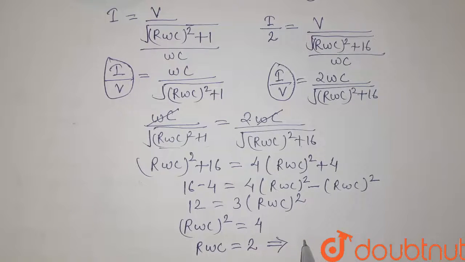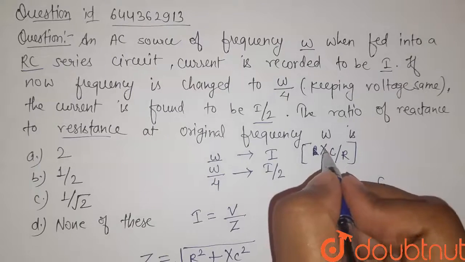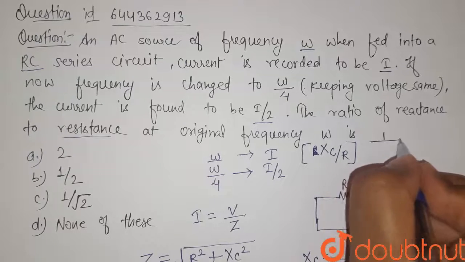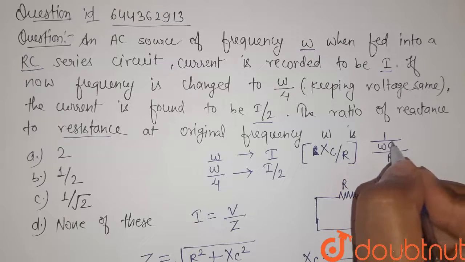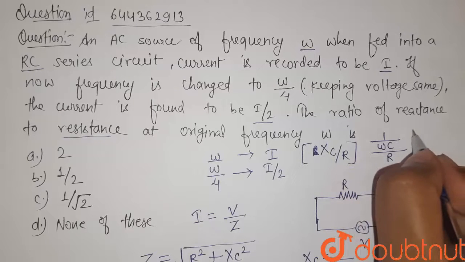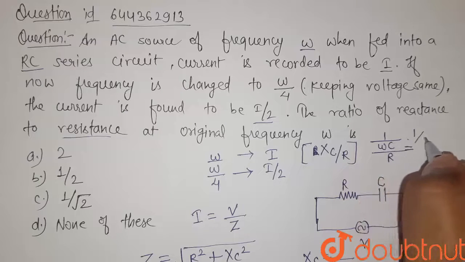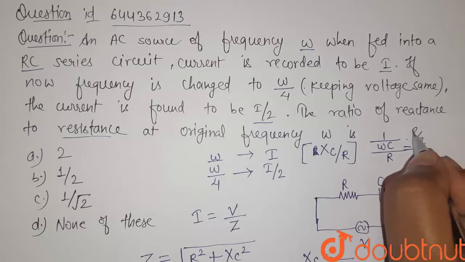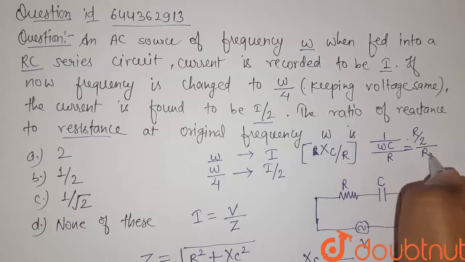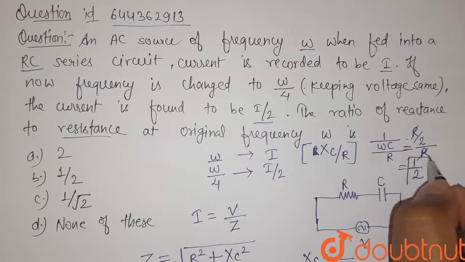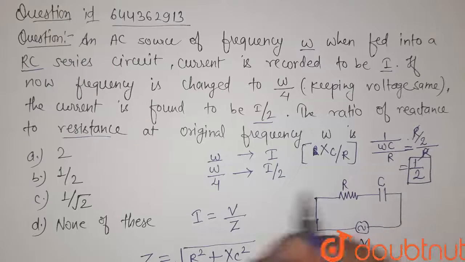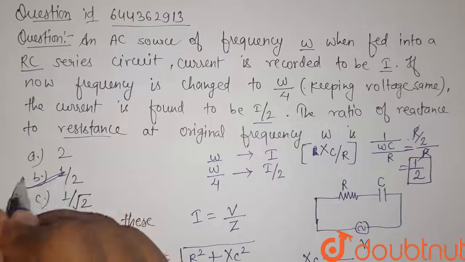From this we can write omega C equals 2 upon R. Now in the question we have to find XC upon R. The value of XC is given by 1 upon omega C, divided by R. The value of omega C we have just calculated is 2 upon R, so R will come in the numerator, divided by R. Finally, on solving this, the R's get cancelled out and we get the ratio as 1 upon 2. So option B, 1 upon 2, is the right answer for this question.